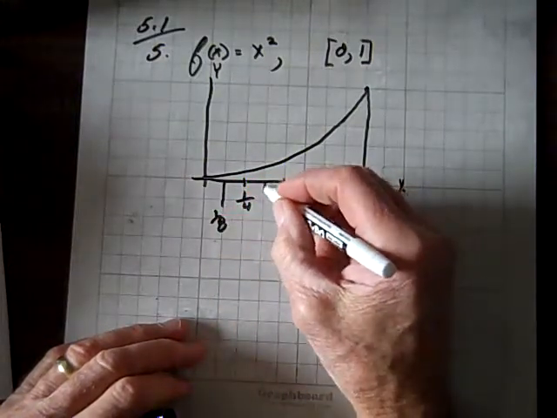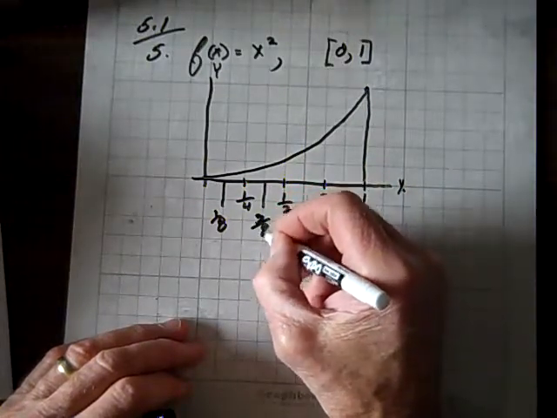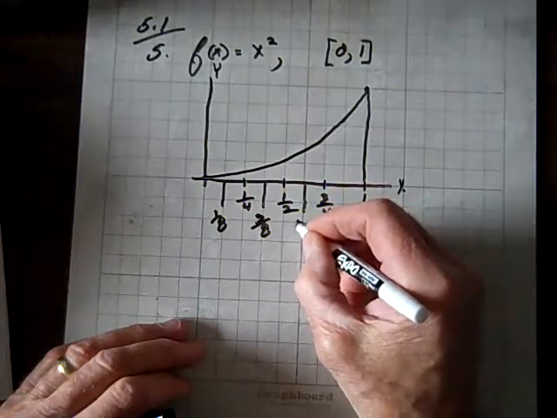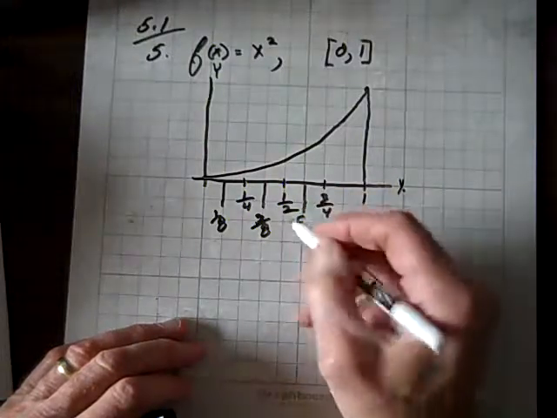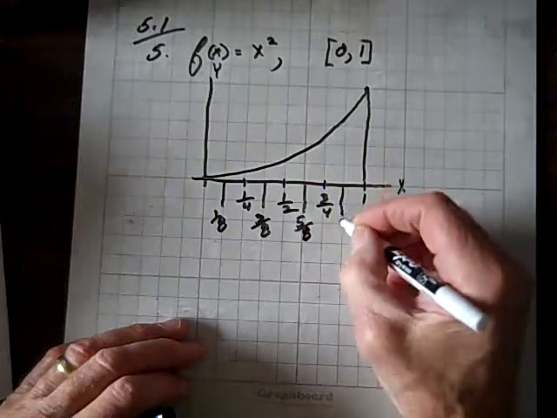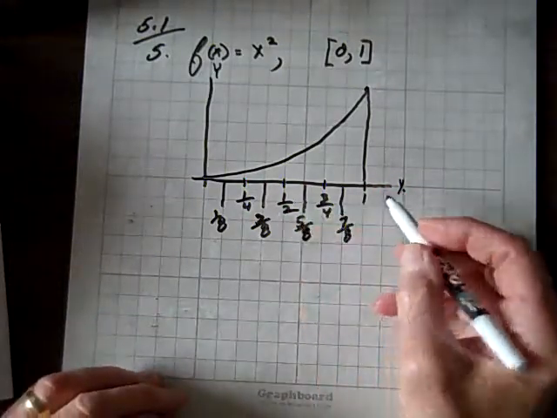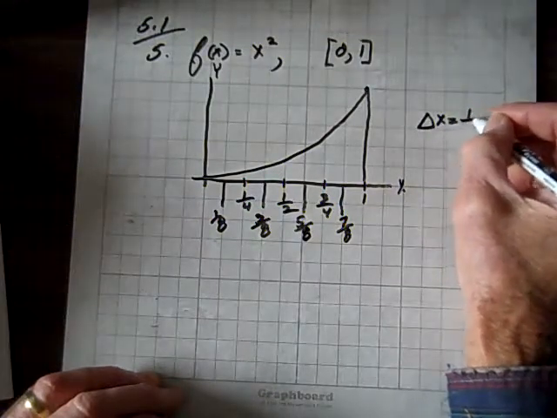The midpoint between 1/4 and 1/2 is 3/8. I think you see a pattern coming here. The next midpoint will be 5/8, and the final midpoint will be 7/8. Now, the width of each interval, delta x, equals 1/4.